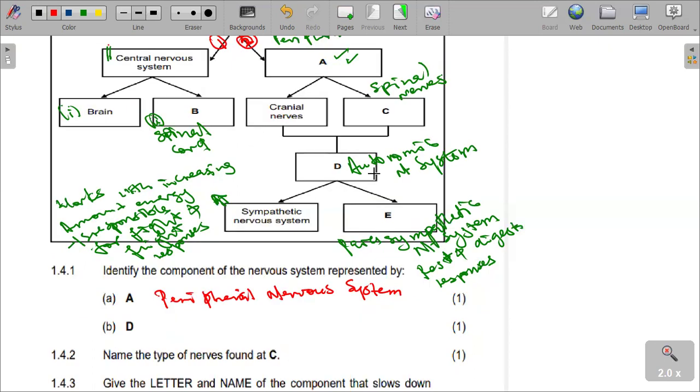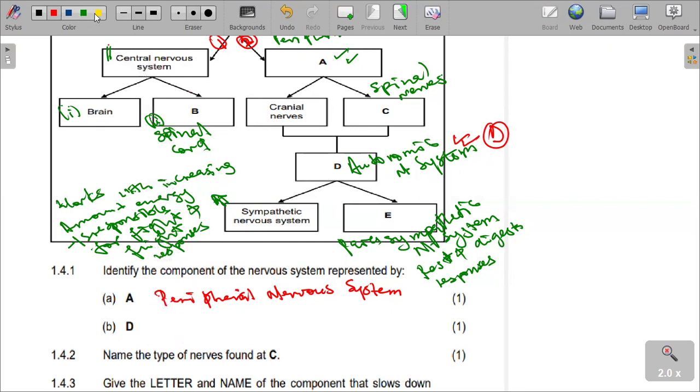It says, identify the component of the nervous system represented by D. What is the part represented by D? D is this one, which is shown in the system on our diagram there, which we identified as the autonomic nervous system. D is the autonomic nervous system.